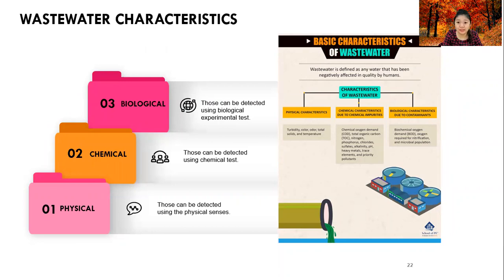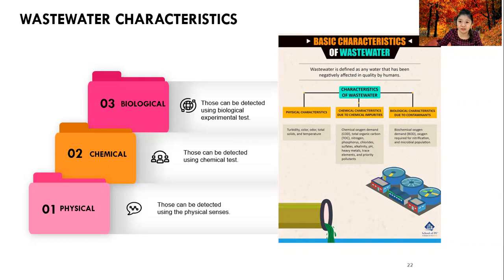So there are three types of characteristics. As usual, we will define it into three types. The first one is the physical. Those can be detected by using the physical senses, so using your eye, your nose, your mouth, your hand, or your ear. Okay, so for chemical ones, those can be detected using chemical tests. And then for biological ones, it is using biological experimental tests.